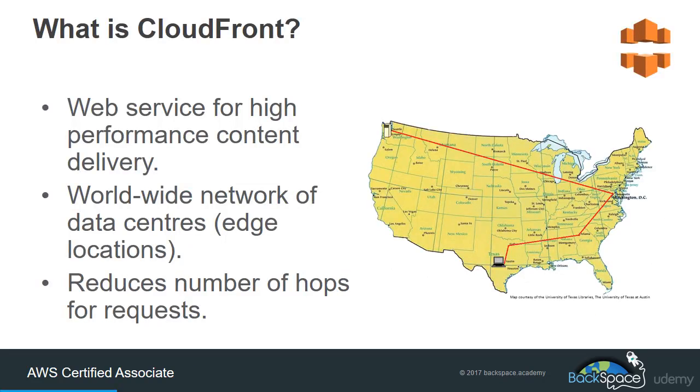CloudFront is a web service for high performance delivery of content. It uses a worldwide network of data centers, or edge locations, to deliver that content with very low latency. It helps to reduce the number of hops that a request has to go through to get the information that it requires. We can see on that diagram that going from a requester to a server over the wider internet can take quite a significant route. So having a closer edge location will reduce the number of hops and, obviously, the latency in responding to requests.